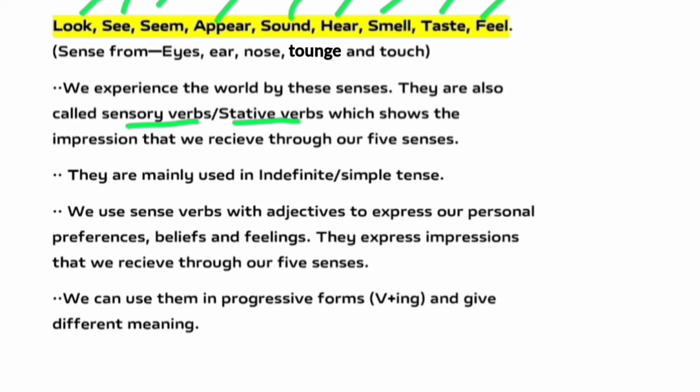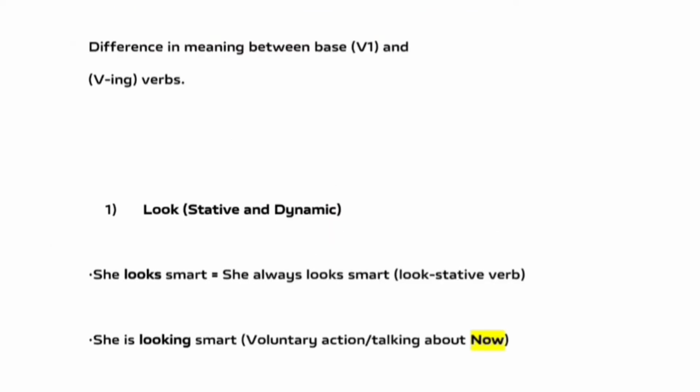They are mainly used in indefinite tense or simple tense. We can combine them with adjectives to express our personal preferences, beliefs, and feelings. But in some situations, we use them in progressive forms, meaning the ing form or present participle form, where they give a totally different meaning. Okay, let's first take the verb look. You can better understand by comparing these sentences what the difference in meaning is between base and ing verbs.